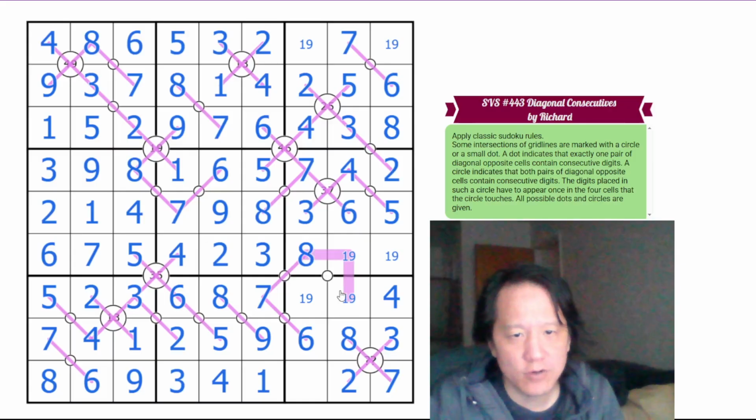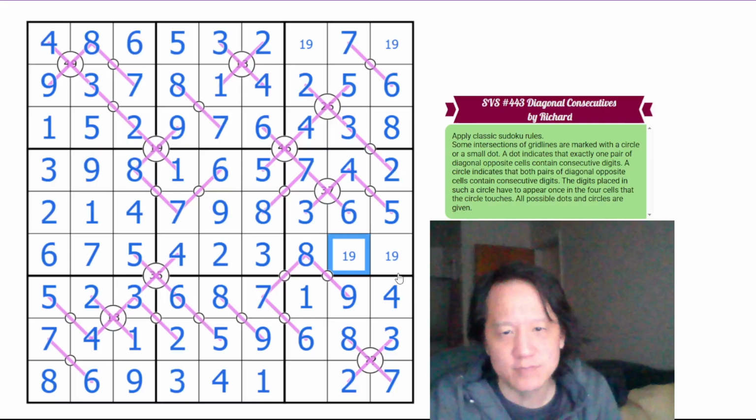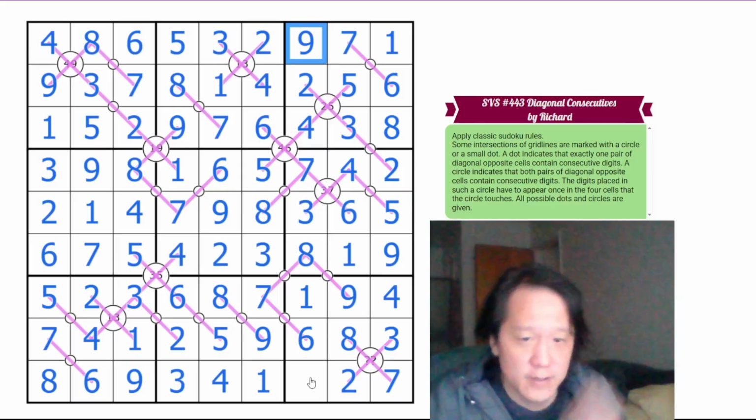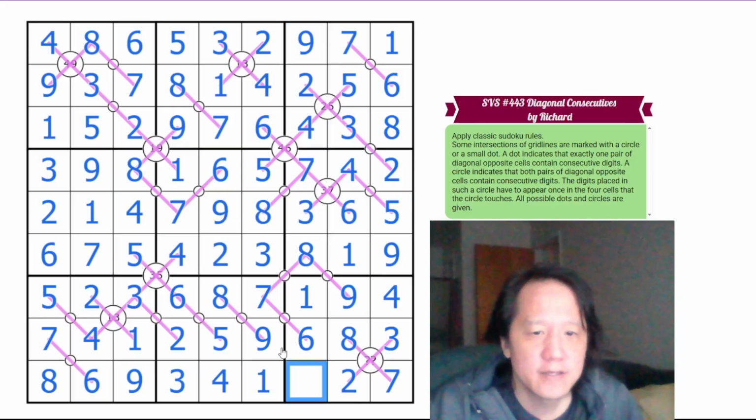I can't draw a diagonal for some reason. What's going on? Let's go this way. For some reason that works. Okay, so this is 9, which makes this 1, which makes that 9, which makes that 1, which makes that 9. And that makes this a 5.